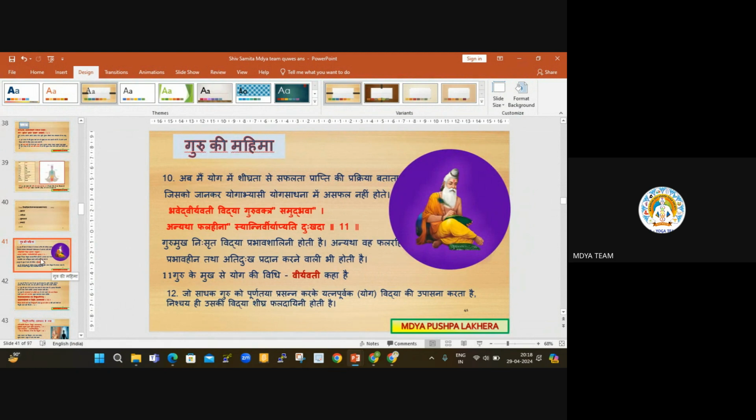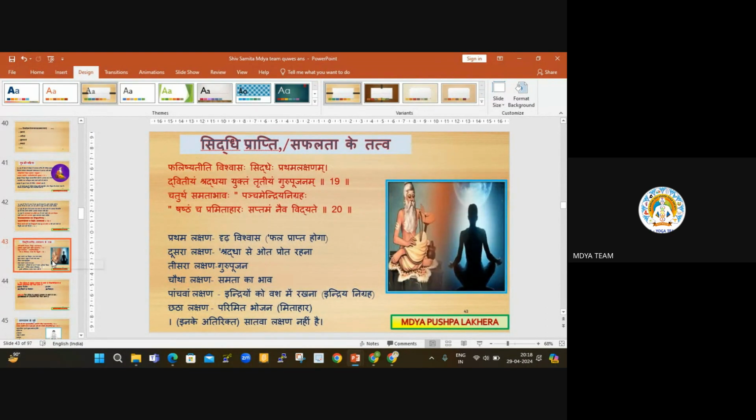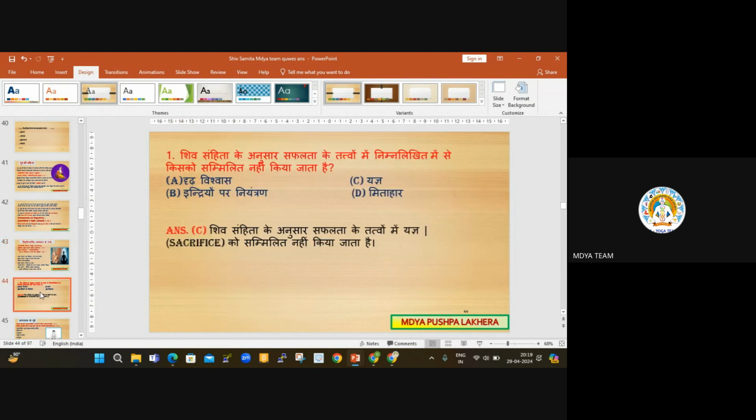Then he gives a brief introduction on why we need a guru in sadhana or to get siddhi. That is also discussed here. Then he discusses how one gets siddhi, what things one needs to follow, and what benefits one will get from that, so that one attains that siddhi. The 6 states are mentioned, 6 factors. How one gets the siddhi is discussed here. The number is 6.